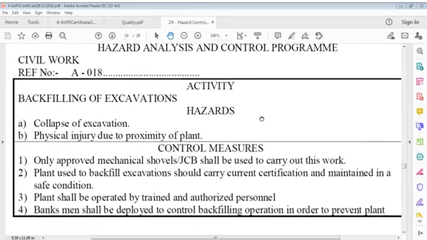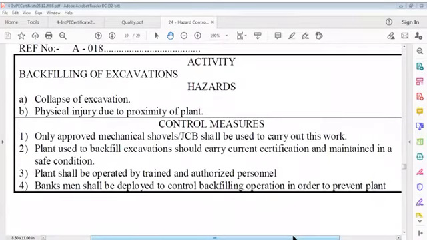excavations and backfill excavations. There are more points in steel, but I think safety issues generally are covered. Means collapse of excavation. That is one point. After excavation is going on, collapse chances do exist. Physical injury due to proximity of plant.